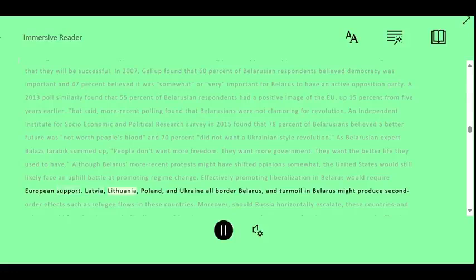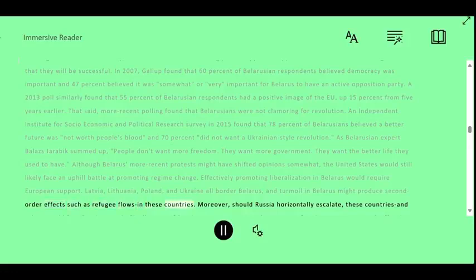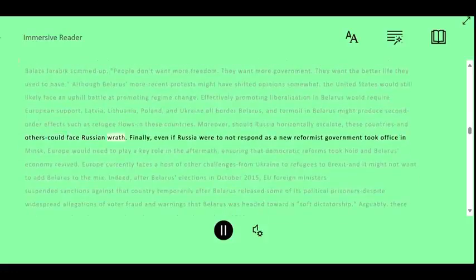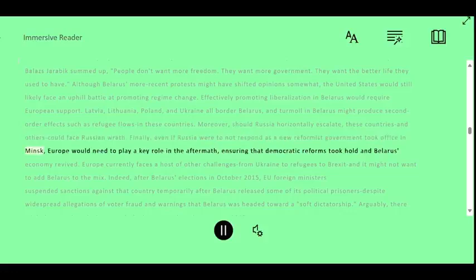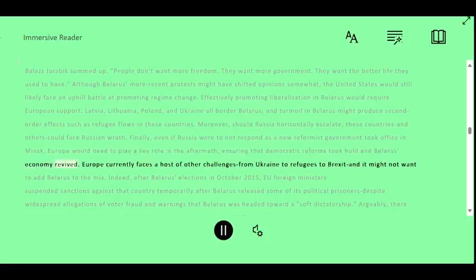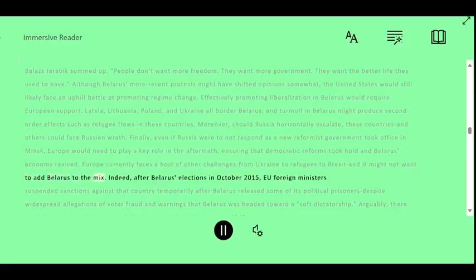Latvia, Lithuania, Poland, and Ukraine all border Belarus, and turmoil in Belarus might produce second-order effects such as refugee flows in these countries. Moreover, should Russia horizontally escalate, these countries and others could face Russian wrath. Finally, even if Russia were to not respond as a new reformist government took office in Minsk, Europe would need to play a key role in the aftermath, ensuring that democratic reforms took hold and Belarus' economy revived. Europe currently faces a host of other challenges from Ukraine to refugees to Brexit, and it might not want to add Belarus to the mix.